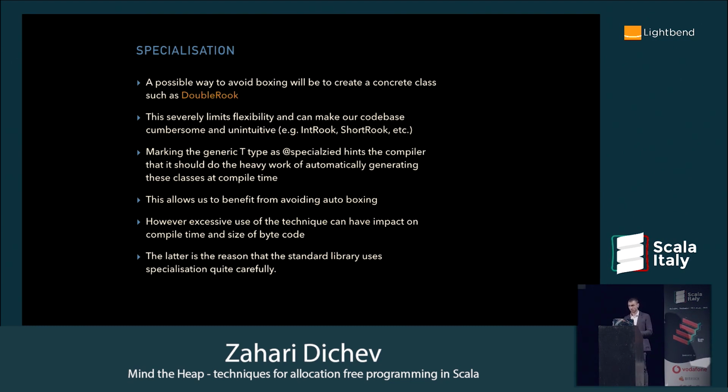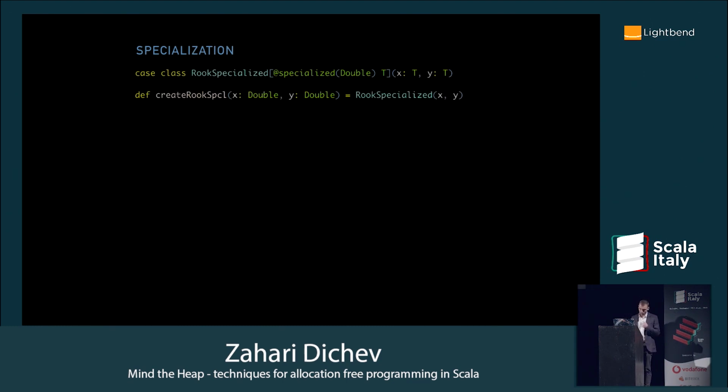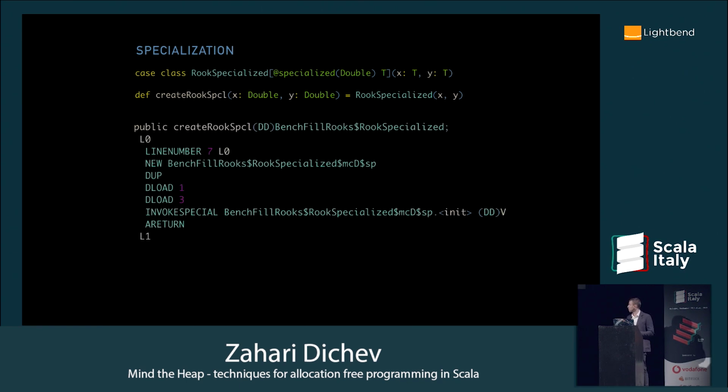So if we have to rewrite our generic class to be specialized, it would look like this, right? So we will specialize it for double, and then if you look at the bytecode again of instantiation of a rook, you quickly see that now there is not really any kind of trace of boxing these doubles. The only thing that you're seeing is the instantiation of this specialized class now, which has the $mcD$sp, which stands for a specialized class for doubles.